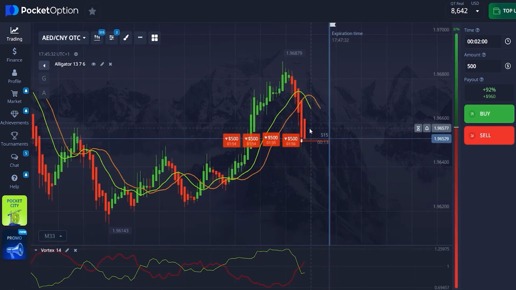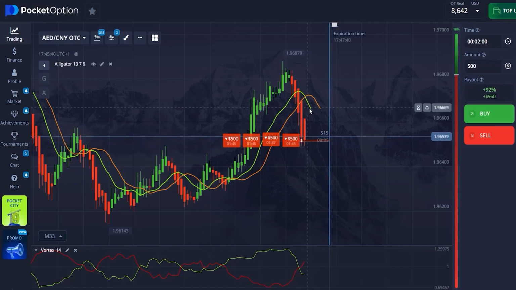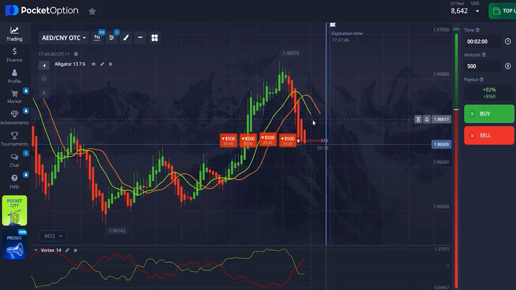So the first thing I put into consideration anytime I want to make use of this strategy is to have the intersection of my alligator line. So in the case of a downward directional move, the red line has to be above the green line and they have to be indicating towards a downside direction.